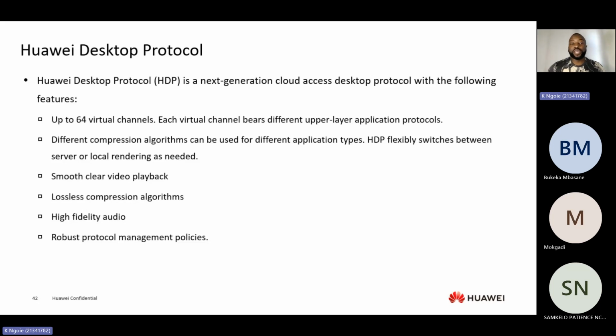So why use HTTP? Because of its features. So we have up to 64 channels, because this is going to help the system to have high performance and high responsiveness as well. So we have hardware accelerated multimedia. That means that we have the benefit of having smooth 4K video playback. All right. So we've mentioned the other.